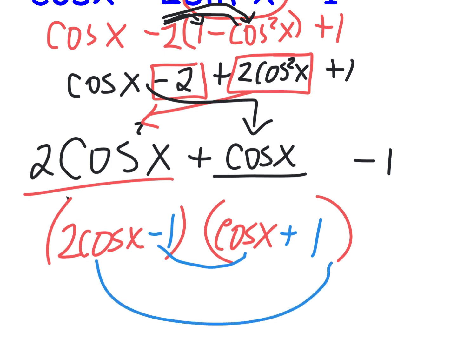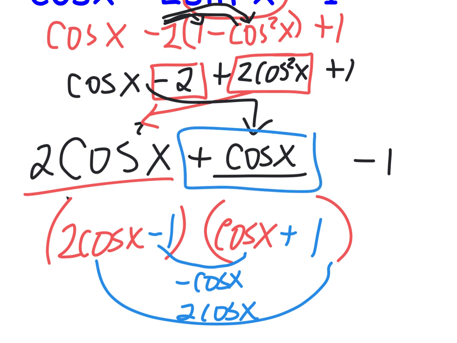So tell me what these two are. What do the inside ones make? Negative cosine x. Yes. What do the outside ones make? 2 cosine x. You are correct. Now put them together, which is going to be cosine x. Positive 1 cosine x, right? And is that what we wanted? Yeah. See? We wanted positive 1. So we did it right.